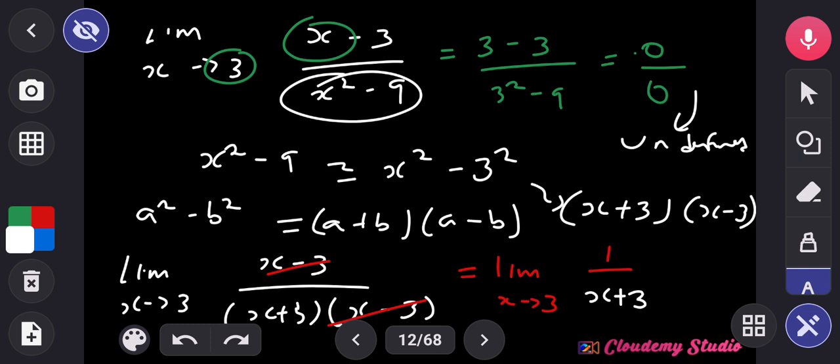That means anywhere we see x, we are going to put 3, right? That will be 1 upon 3 plus 3, and that's going to give us 1 upon 6. So our answer is going to be 1 over 6. Instead of having 0 as our denominator, we are going to look for every possible means to avoid 0 as our denominator. You understand?